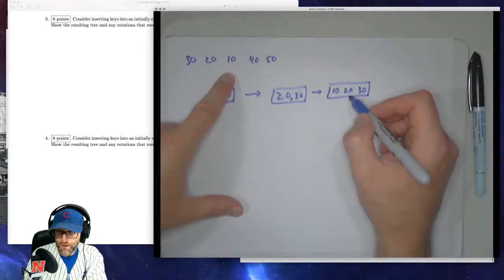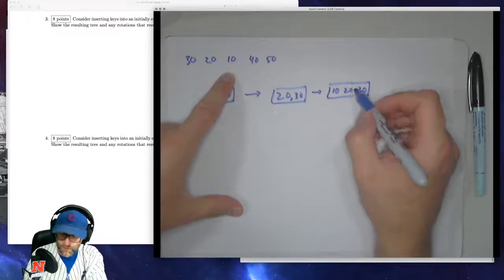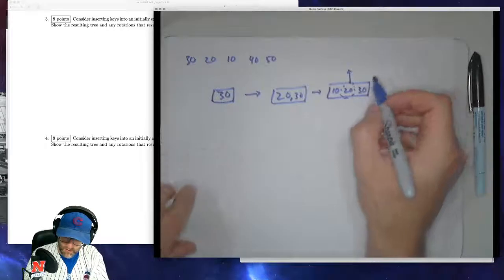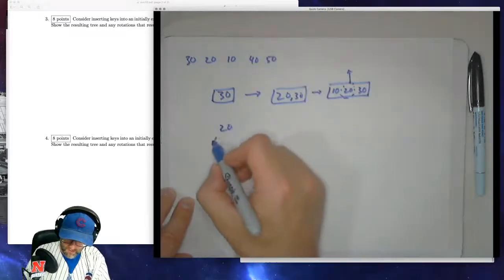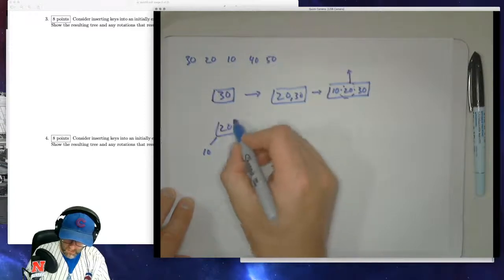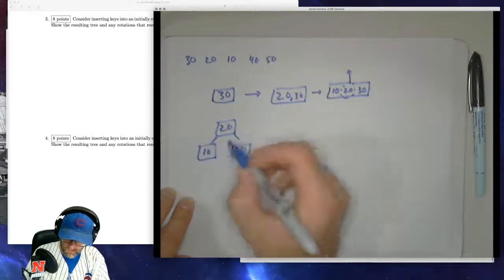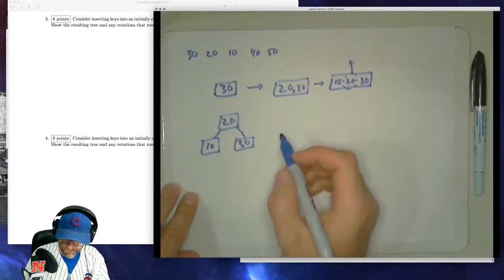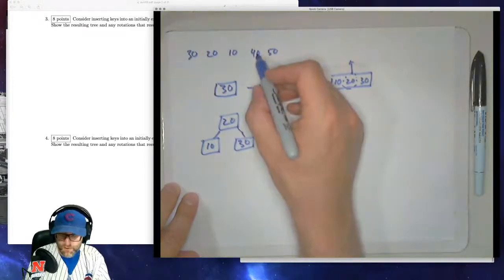A 2-3 tree has 1 key or 2 keys per node, but not 3. So what we need to do is take the middle element and promote it up, giving us 20, with 10 and 30 as children. There we go. A regular old binary search tree.